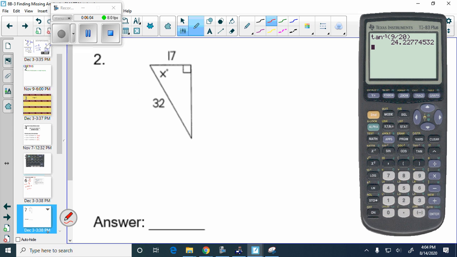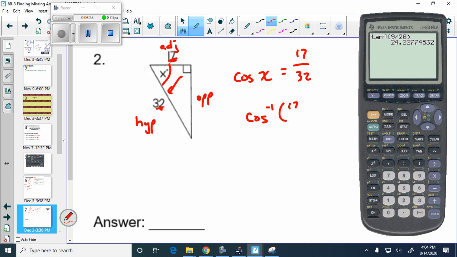All right, how about this one? Here's my angle. So this side is opposite, this side is adjacent, and since this is opposite the right angle, that's the hypotenuse. So I've got adjacent and hypotenuse. That's the cosine of x equals 17 over 32. So if I take the inverse cosine of 17 over 32, that gives me x. Inverse cosine, 17 over 32, 57.9.